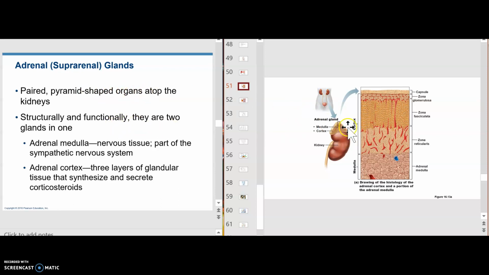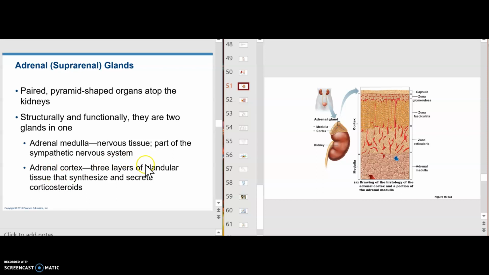There are two glands in one. There's a cortex, which is a separate gland from the medulla, even though both of them are together. It is much like the pituitary gland. The posterior came from a separate location than the anterior. So there are two. The adrenal medulla, which is part of the sympathetic nervous system, secretes primarily the hormone epinephrine and a little bit of the neurotransmitter norepinephrine.